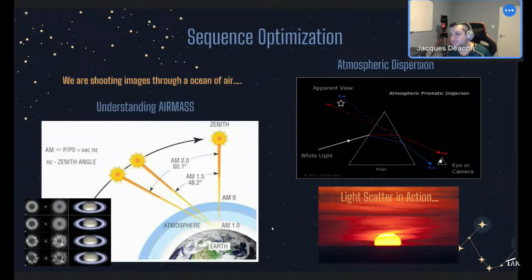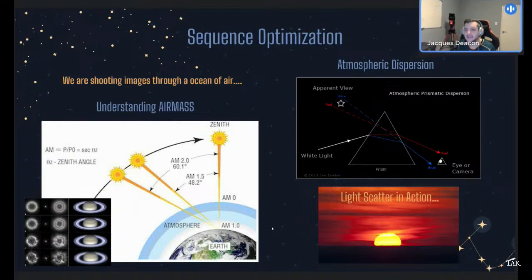So let's next talk a bit about sequence optimization. There are a few things that we have to consider. And if you think about it very clearly, it's always amazing to think about what we are actually able to achieve with the challenges that we have, because we are actually shooting through an entire ocean of air above us. And a very important thing to keep in mind is air mass. And air mass, obviously, the more air we have to shoot through, the more turbulence we are going to get.